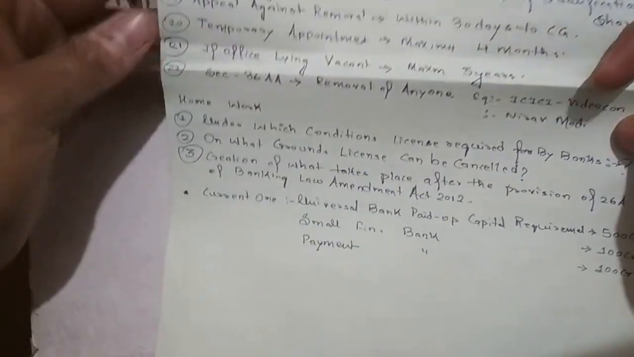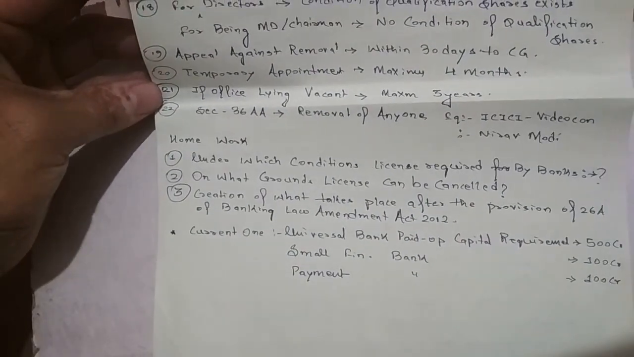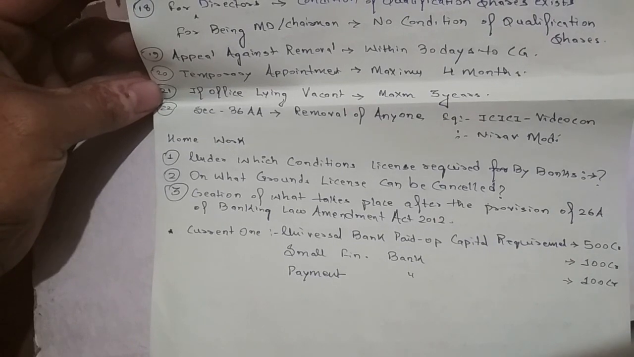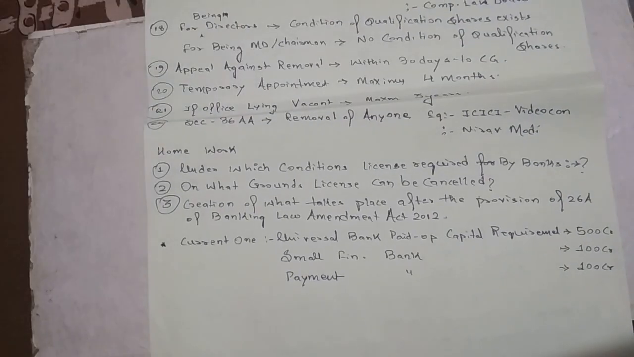And Section 36AA, this is a very important section. Removal of anyone: RBI has the power to remove anyone if they are detrimental to the public interest, or not working in the interest of the people, depositors, etc. Then they can remove anyone.